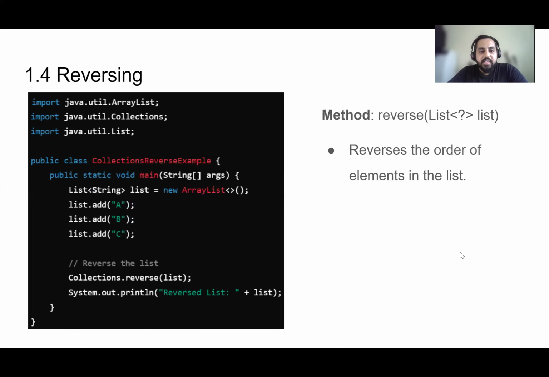Reversing is another category. I have a list A, B, C, and I just want to make it reversed, like C, B, A. So I can go with Collections.reverse and pass the list here, the reference variable. Automatically, it will reverse my entire collection data, reversing the order of elements in the list.